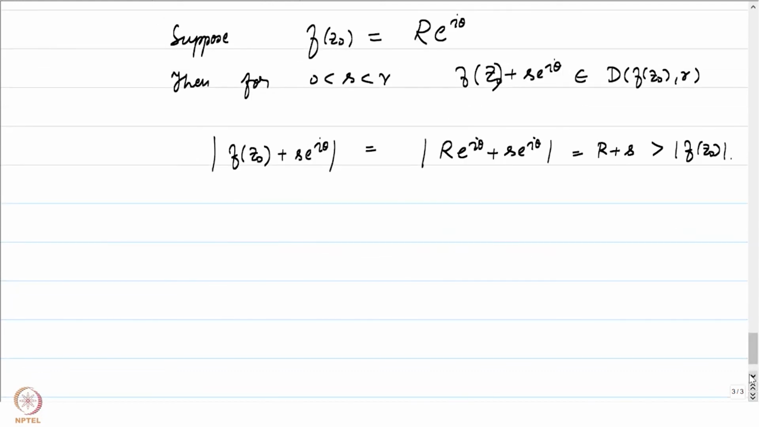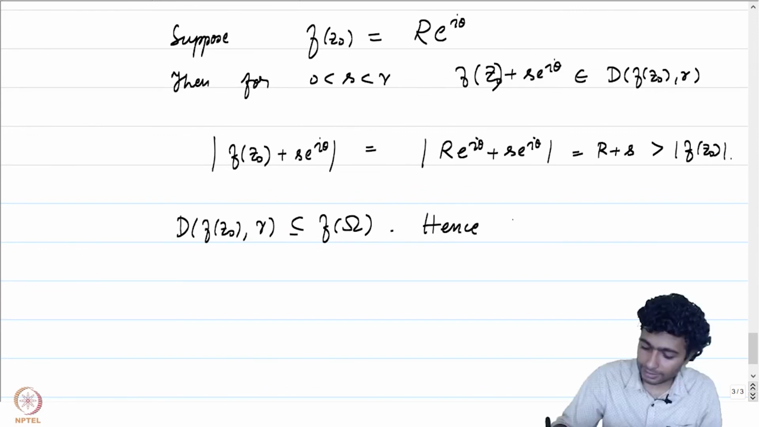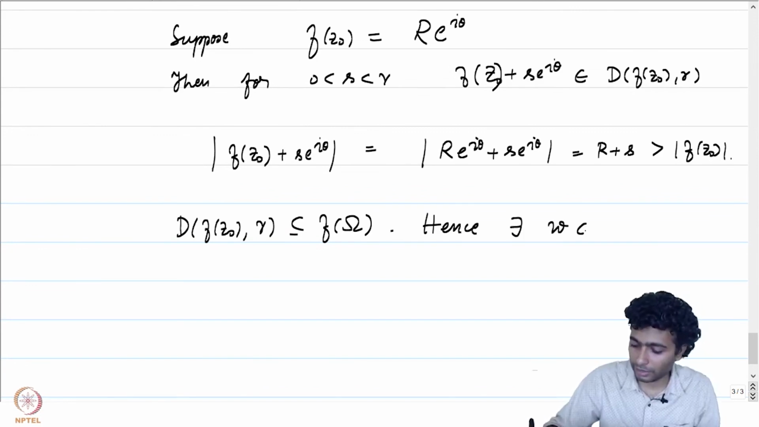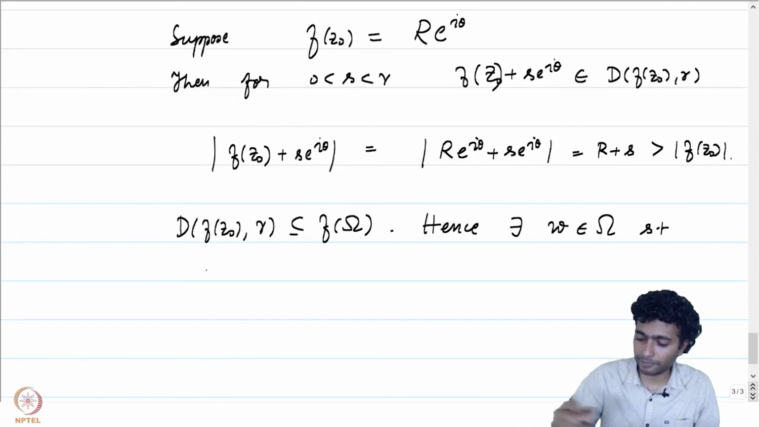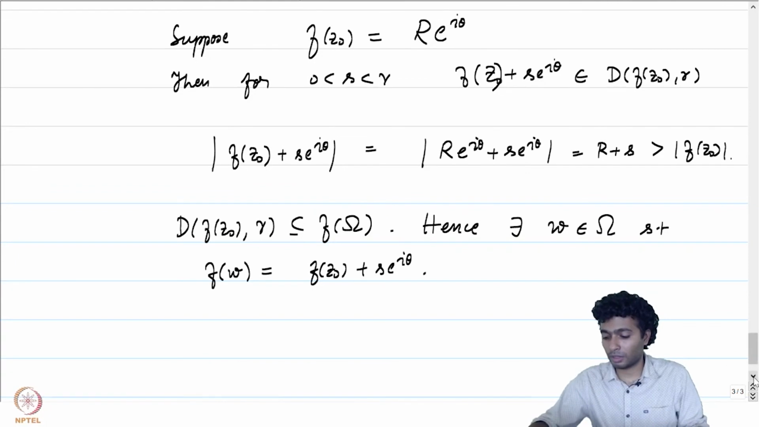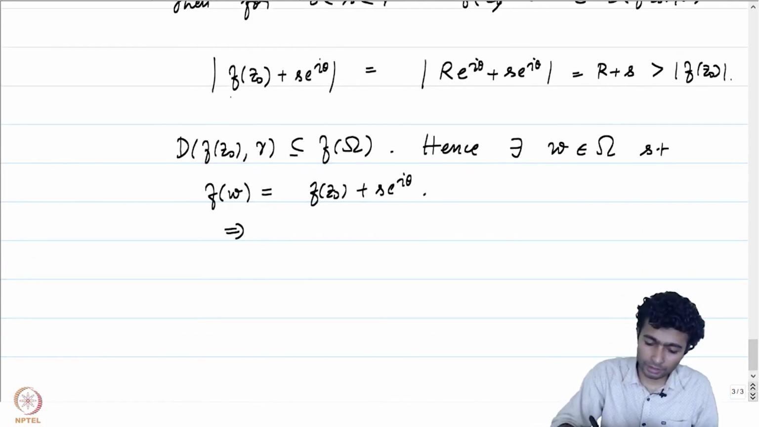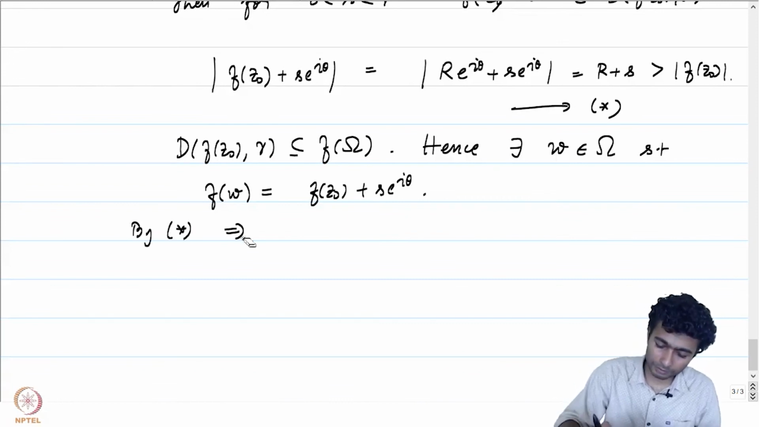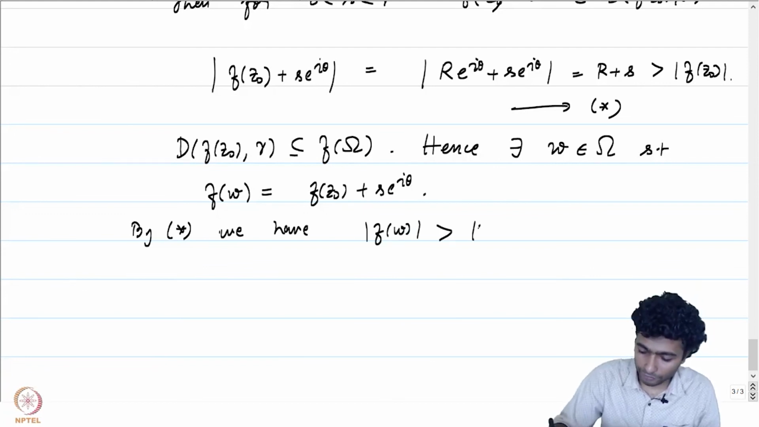But notice that the disk D of f of z0 comma r is contained in f of omega. And hence what do we have? Hence there exists some w in omega such that f of w is equal to f of z0 plus s e to the power i theta. And hence this implies, by star, that the absolute value of f of w is greater than the absolute value of f of z0.